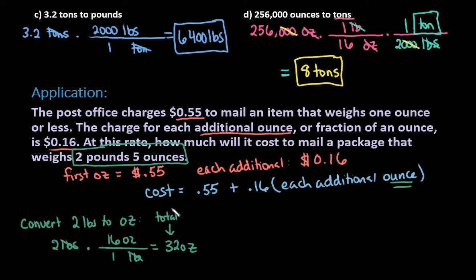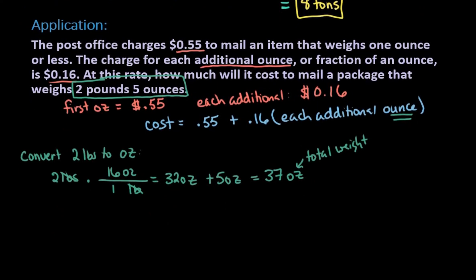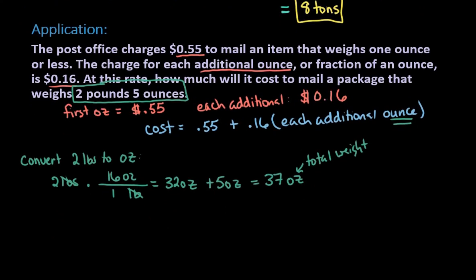Well, this is not the total weight. Sorry. Our total weight would be found by adding the 5 ounces to it. So we would take the 32 ounces plus 5 ounces that we have here, the additional ounces, and we would end up with 37 ounces as our total weight of the package. Okay, so now all we have to do to find the cost is plug it into our little equation that we have.